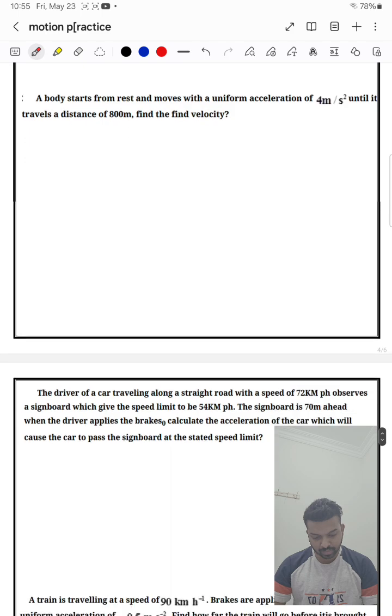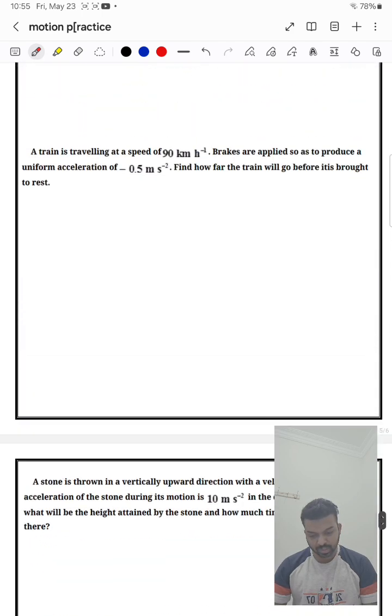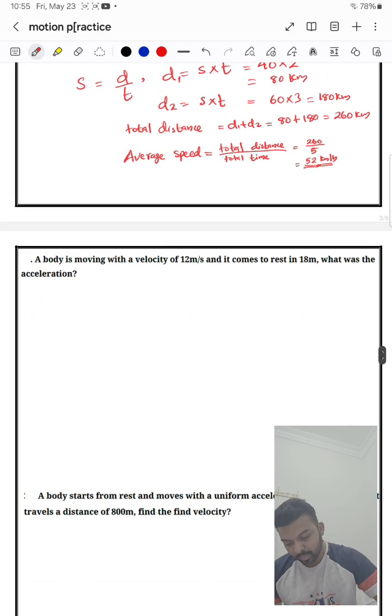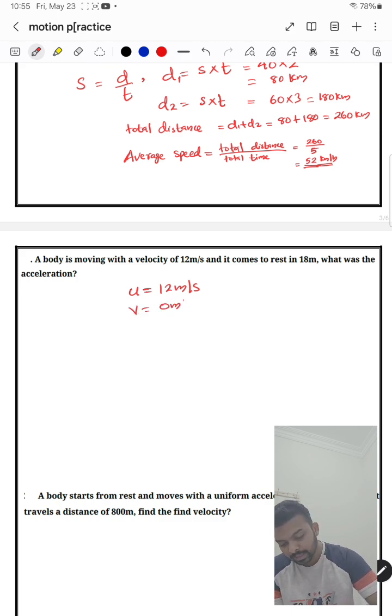We have around 6 more questions, so let's make it a little bit fast. A body is moving with a velocity of 12 meter per second, so u is equal to 12 meter per second, and it comes to rest. So v is equal to 0 meter per second, and then s is given, which is 18 meters. What was the acceleration? u is there, v is there, s is there.